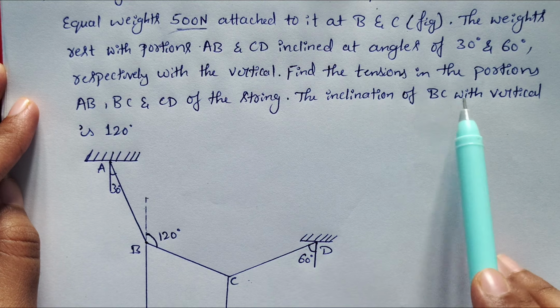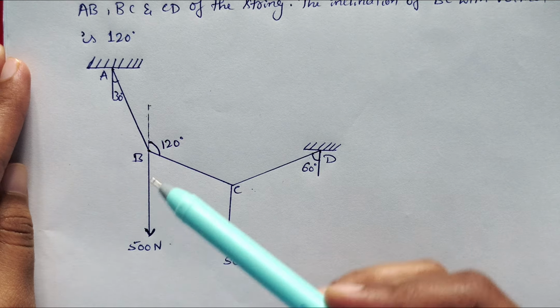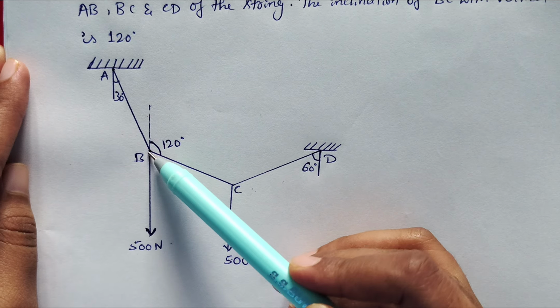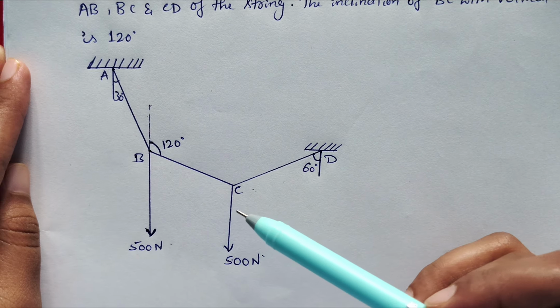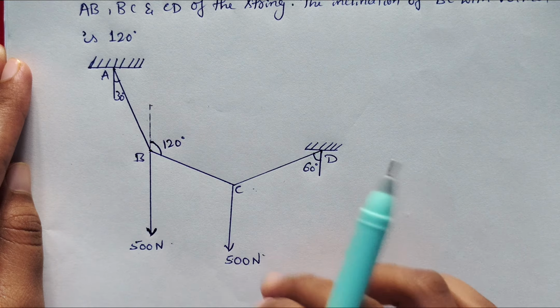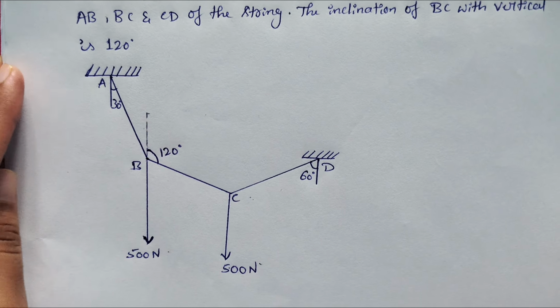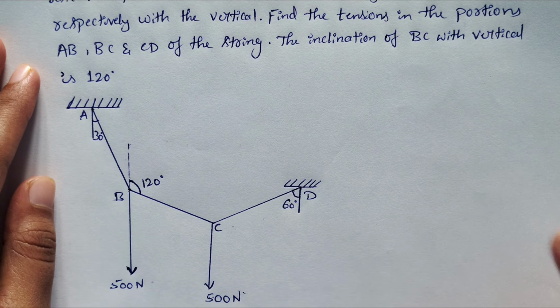The inclination of BC with the vertical is 120 degree. Okay, so this they have given. Now our job is to draw the free body diagram. That is the first step in this kind of problems, correct?